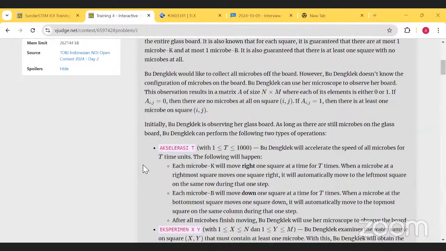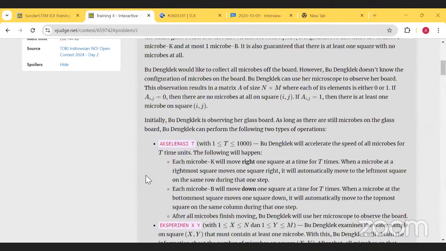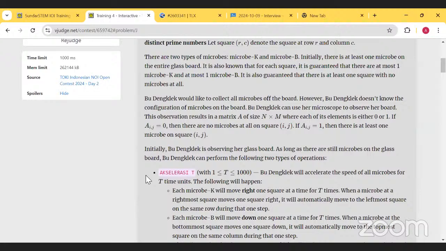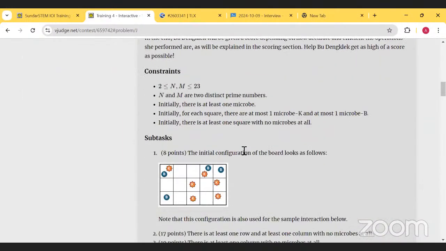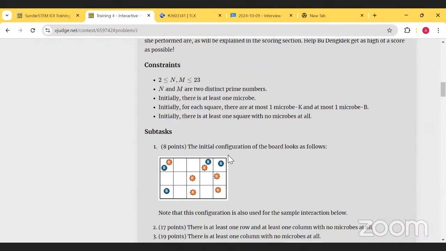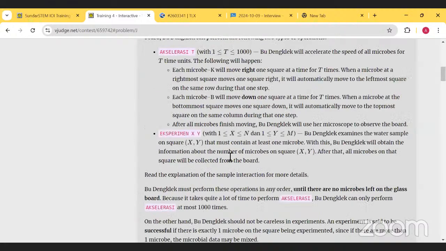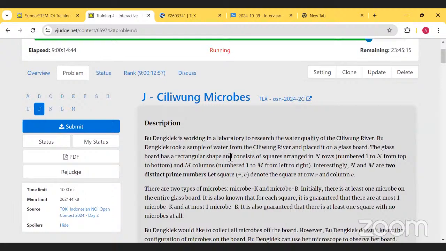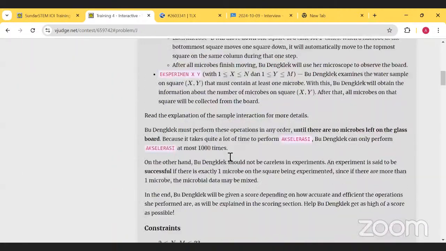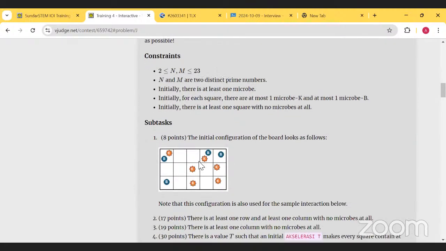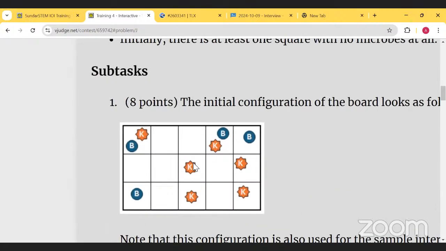In this problem, there is a matrix with size n times m, and then there are some microbes, and there are two types of microbes, microbe P and microbe K. Do you know the difference between microbe P and microbe K?